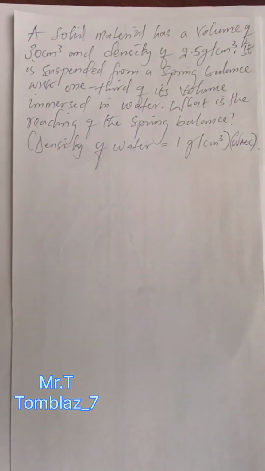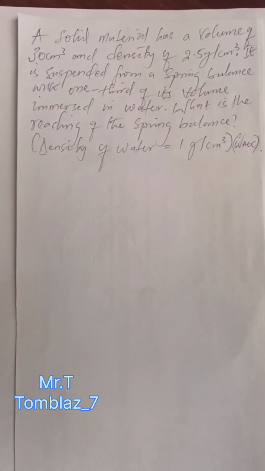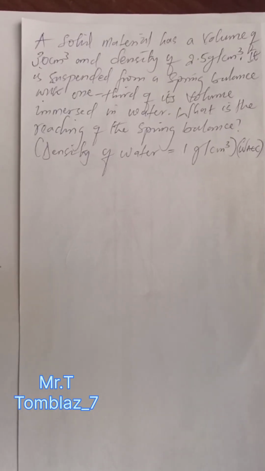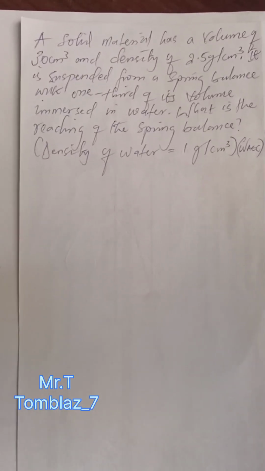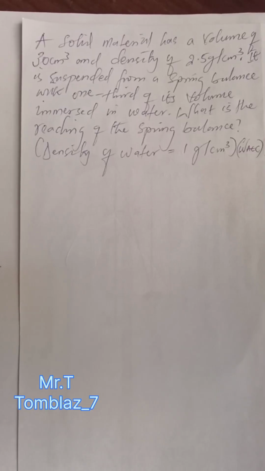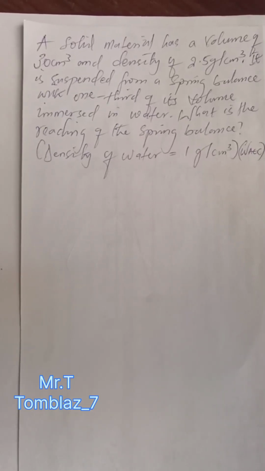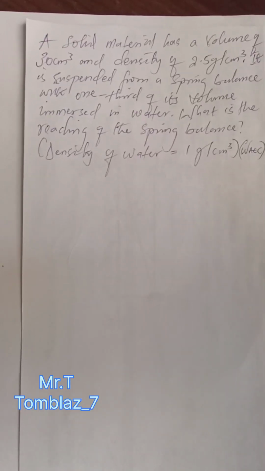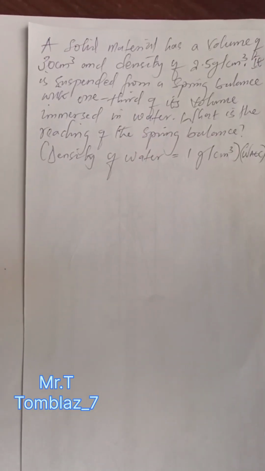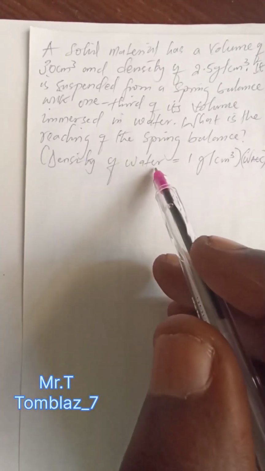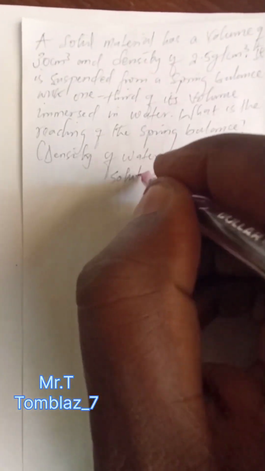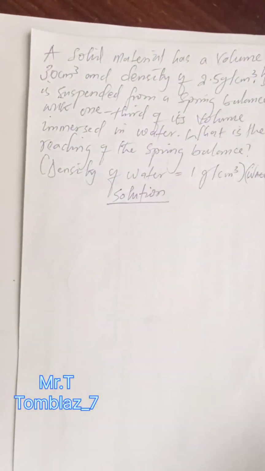Alright, this question says a solid material has a volume of 30 cm³ and a density of 2.5 grams per cm³. Then it says it is suspended from a spring balance with 1/3 of its volume immersed in water. What is the reading of the spring balance? They say the density of water is 1 gram per cm³. So let's start. Solution. This is under density and upthrust.